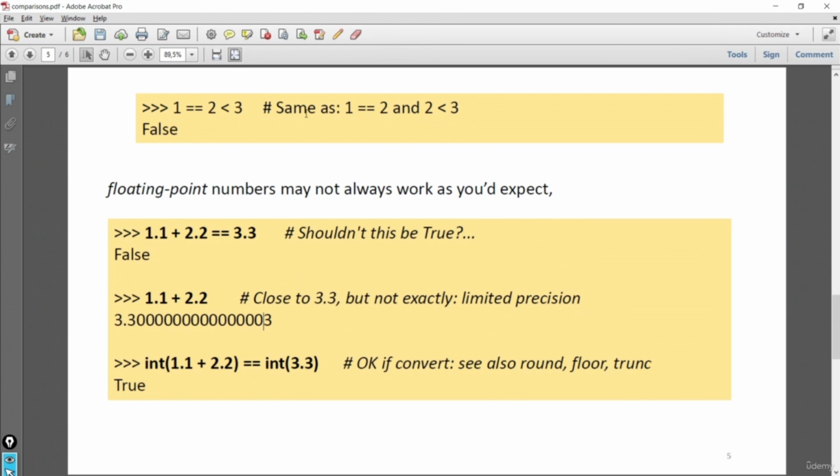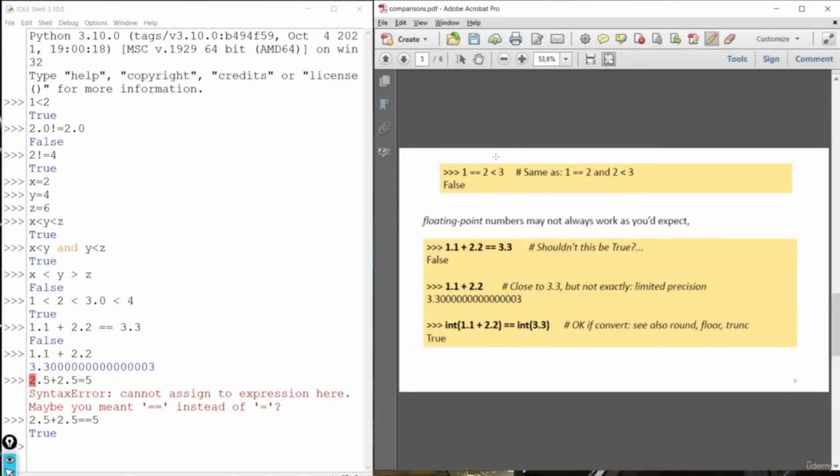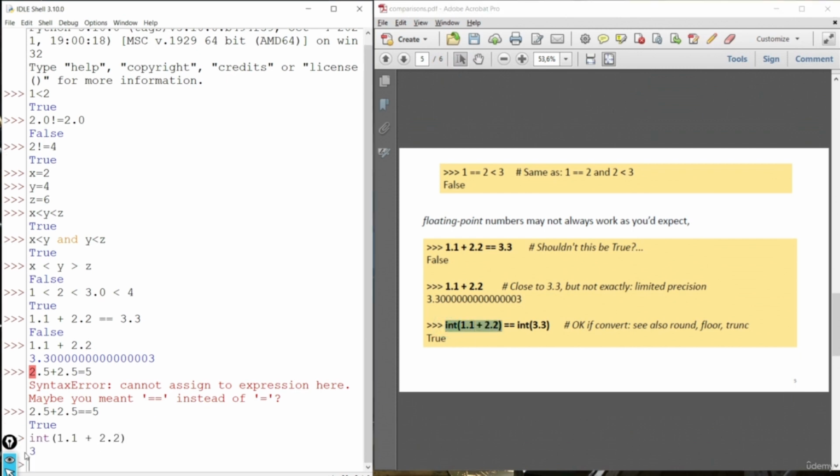And we have a tricky way for those numbers that cannot be represented exactly. We can truncate the fractional part using the integer typecasting. Here 1.1 plus 2.2, the result is converted to integer. Here 3.3, the result is converted to integer. So what do we do here? Okay, let me type it here. A truncation is performed. So this is not a very good comparison.